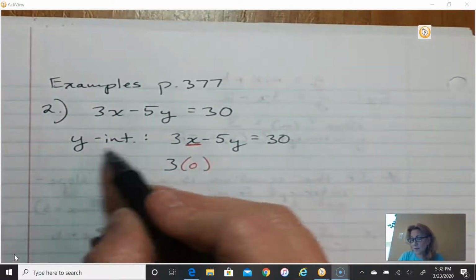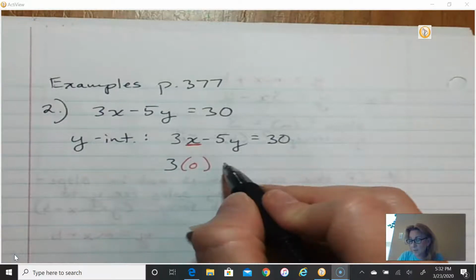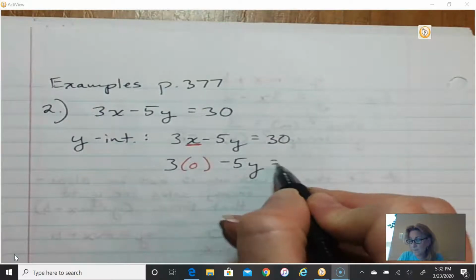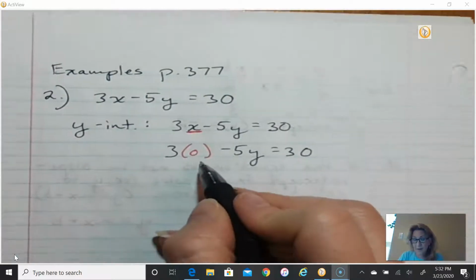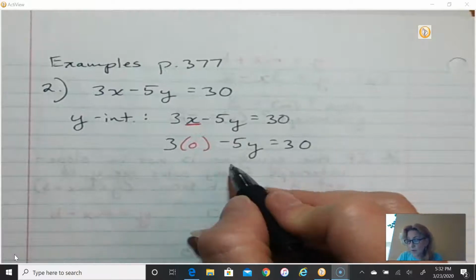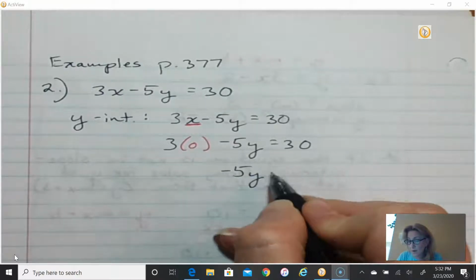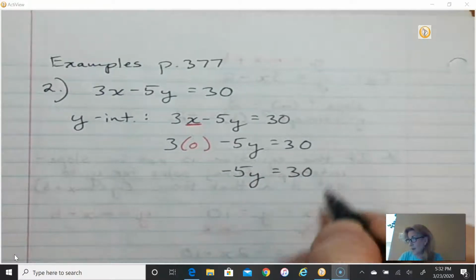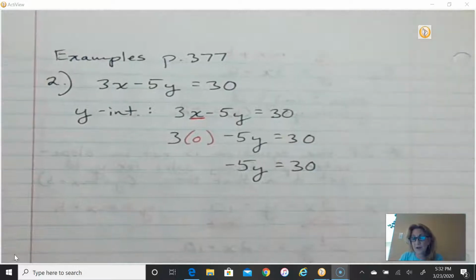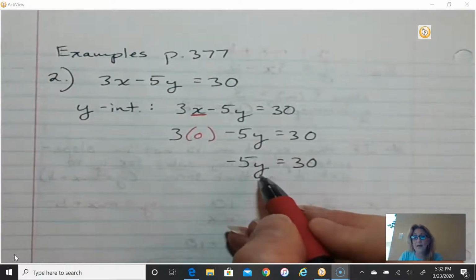We're going to get the y-intercept, so we're substituting 0 for x. 3 times 0 is 0, so we're left with negative 5y equals 30. Now we have to isolate the variable. We have to find out what y is.